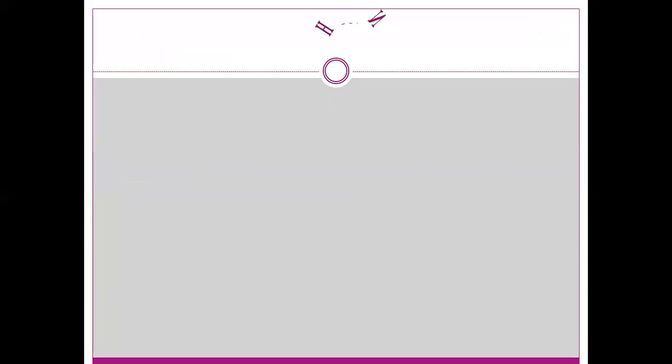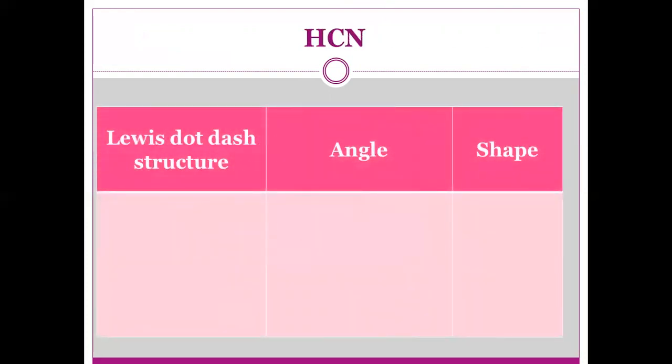The first example is hydrogen cyanide, HCN. The table is given. As I already said, if you want to determine the geometry and the shape, the Lewis dot-dash structure is very, very important. So what should be the Lewis structure of HCN? Yes, it's clearly given, right? Your carbon is bonded with the nitrogen as well as the hydrogen. It is a triple bond, right?